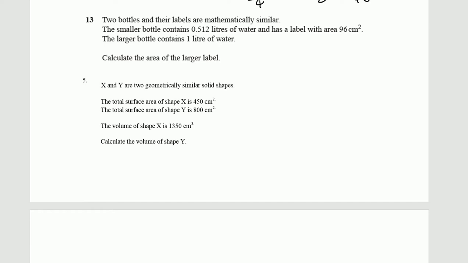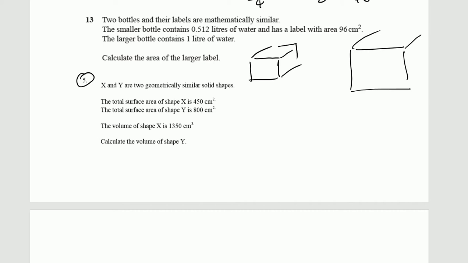Okay, so now I'm doing question 5 over here. X and Y are two geometrically similar, or just similar, solid shapes. The total surface area of shape X is 450, and the total surface area of shape Y is 800. So I'm going to imagine that shape X is some kind of box and shape Y is some kind of bigger box. It's mathematically similar.